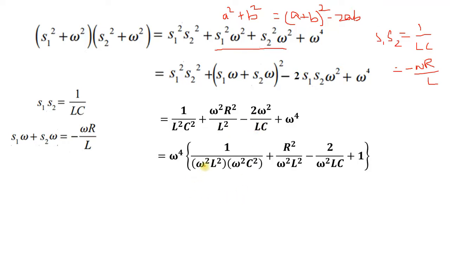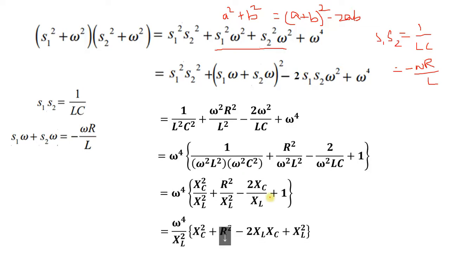Here this omega square L square is replaced by (omega L) the whole square. Similarly, this omega square C square is replaced by (omega C) the whole square. We know that omega L is replaced by XL and 1 by omega C is replaced by XC. So do these corrections. This is the final value. Now from this equation I take XL square outside. If I do that, the equation looks like this. Here 2 XL and XC is present plus XL square is present.